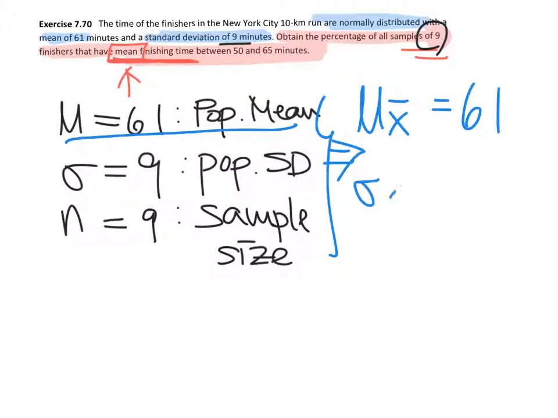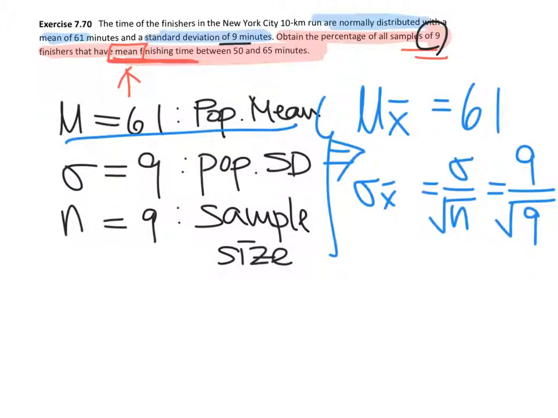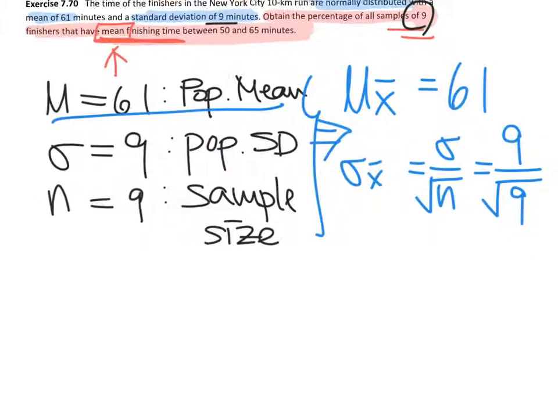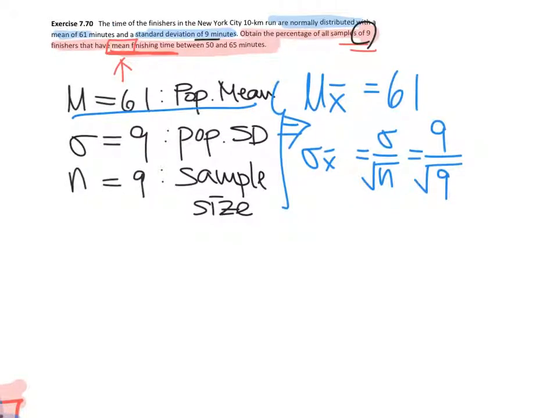Also, we need the standard deviation of the sample mean. How? Sigma over square root of n. Then it will be 9 over square root of 9. 9 and 9, the same values, but they are totally different. The upper 9 is the population standard deviation, and the lower 9 is the sample size. What is the square root of 9? 3. And how much will be 9 over 3? 3. Funny, but be careful.